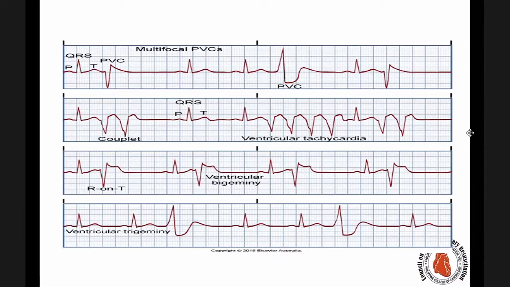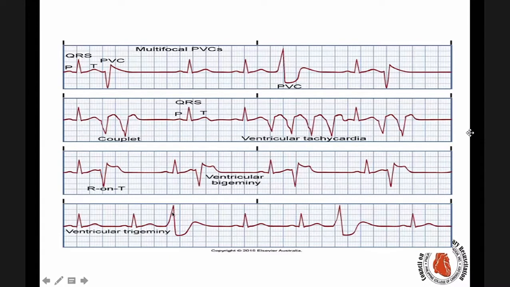So a PVC can induce ventricular tachycardia if it's what we call an R on T phenomenon, meaning the PVC started during the absolute refractory period. Hindi pa kasi bumababa yung T wave, tapos doon siya nag-start. So if the premature ventricular contraction starts during the absolute refractory period, it can initiate a ventricular tachycardia or even a fibrillation, and that's deadly.